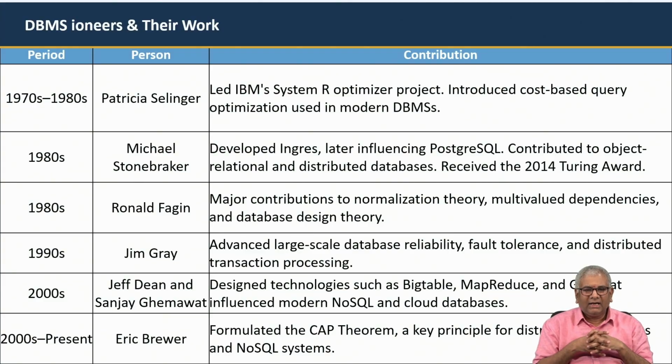Jeff Dean and Sanjay Ghemawat pioneered Hadoop-style work like MapReduce and Bigtable, and also influenced modern NoSQL cloud-based databases.